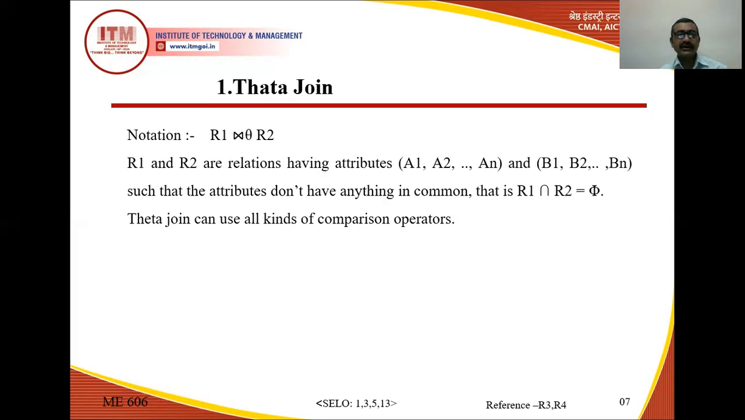Now we are talking about the theta join. The syntax of the theta join is R1 ⋈θ R2. R1 and R2 are relations having attributes A1, A2, ... An and B1, B2, ... Bn, such that the attributes don't have anything in common, that is R1 ∩ R2 = ∅. The theta join can use all kinds of comparison operators.